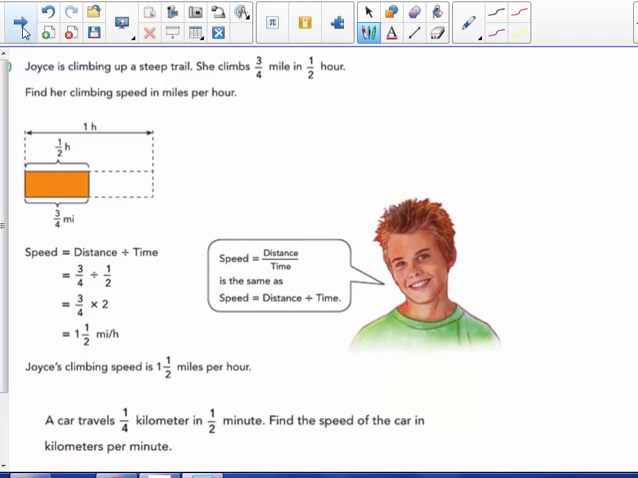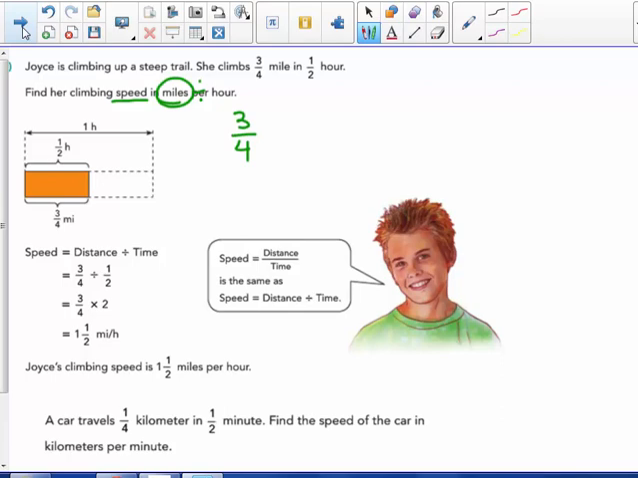Oh, they're special rates. And it has to do with distance, speed, and time. You know, the faster you run, the more distance you go, and the better time you're going to have. So Joyce is climbing up a steep trail. She climbs 3/4 of a mile in half an hour. Find her climbing speed in miles per hour. Find her speed: miles divided by hours. Well, the miles, not a whole number. It's three-fourths of a mile.